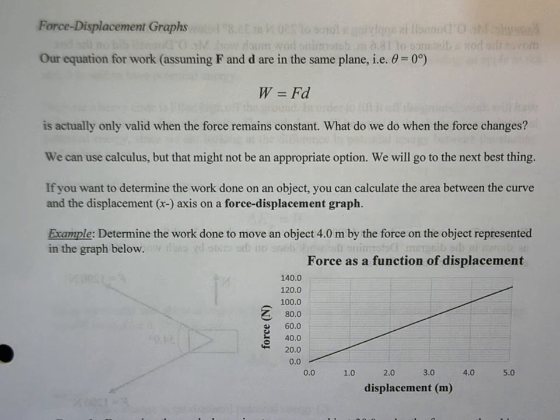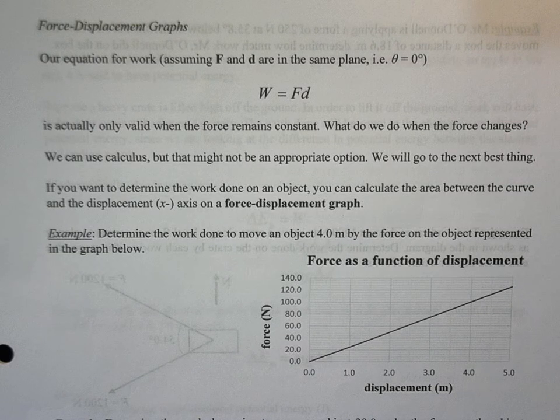Now, it wouldn't be physics without having us do a little bit of graphical analysis. So the equation for work that we got, assuming that F and d are pointing in the same direction, is W equals Fd. Of course it has a catch to it, like everything we learned in physics. The catch is that the force has to be constant. What are we going to do if that force changes?